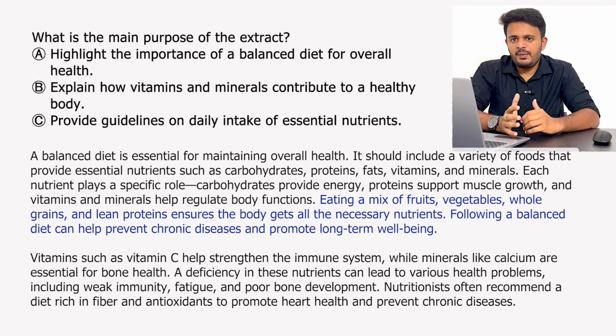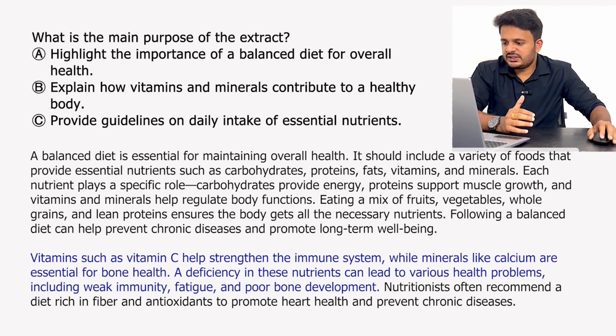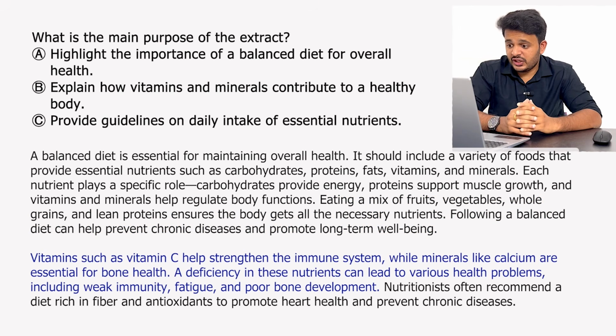Now, let's move to the next paragraph. Vitamins such as vitamin C help strengthen the immune system, while minerals like calcium are essential for bone health. A deficiency in these nutrients can lead to various health problems, including weak immunity, fatigue, and poor bone development. So these two sentences state the importance of micronutrients like vitamins and minerals. Why are they important, and what problems can arise if these micronutrients are deficient in our diet.